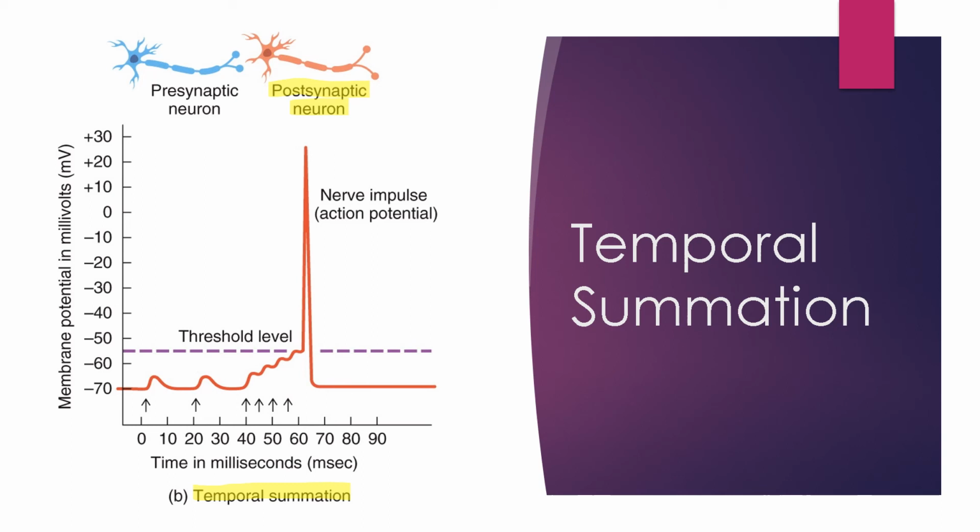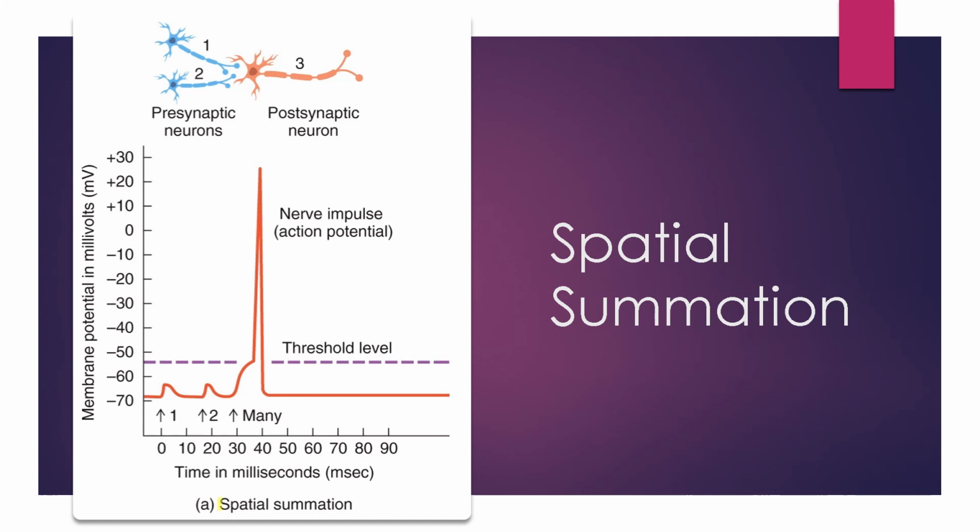For example, temporal summation results from the buildup of neurotransmitter released by a single presynaptic end bulb two or more times in rapid succession. So here we would get temporal summation with 4 different impulses. Then we have spatial summation. This is the summation of postsynaptic potentials in response to stimuli that occur at different locations in the membrane of a postsynaptic cell at the same time.